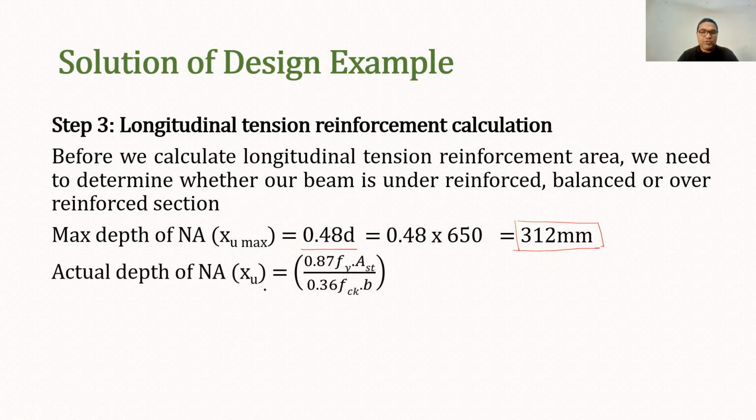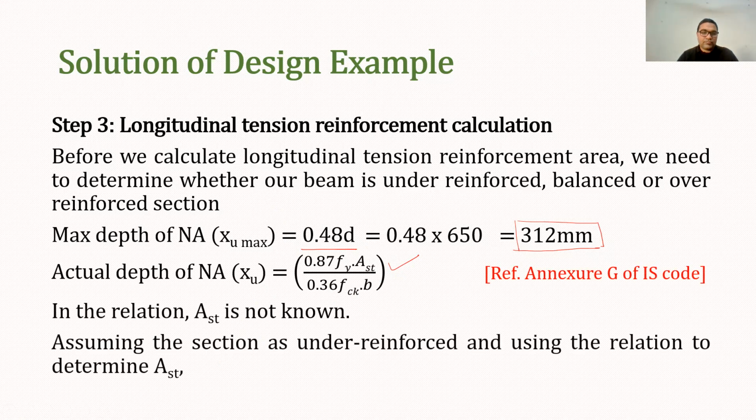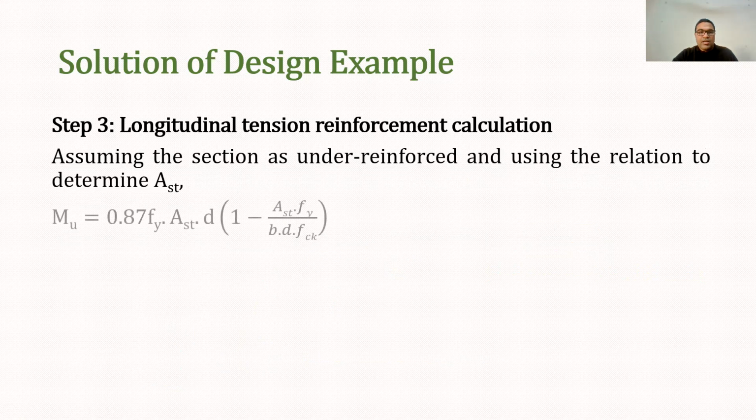Here the actual depth of neutral axis can be calculated by this formula, and in this Ast is not known. So for that Ast, we will assume that the section is under reinforced, and we will now use the relation to calculate the value of Ast. Now, as you can see, this Mu is actually the bending strength or moment of resistance of a beam which is generally subjected to bending and shear force only. But as we are designing a beam which is subjected to torsion along with bending moment and shear force, we are representing the moment of resistance as Me1.